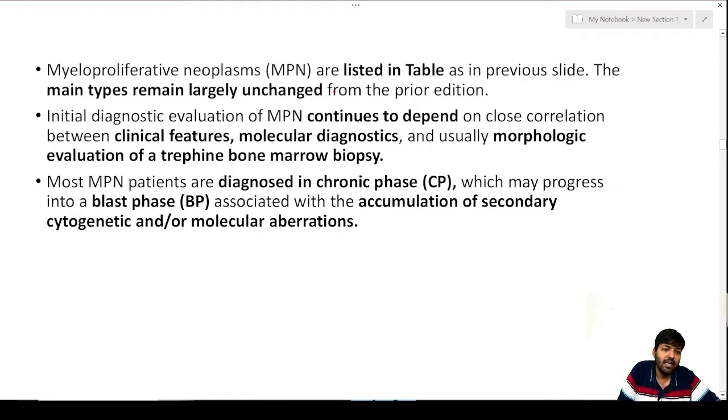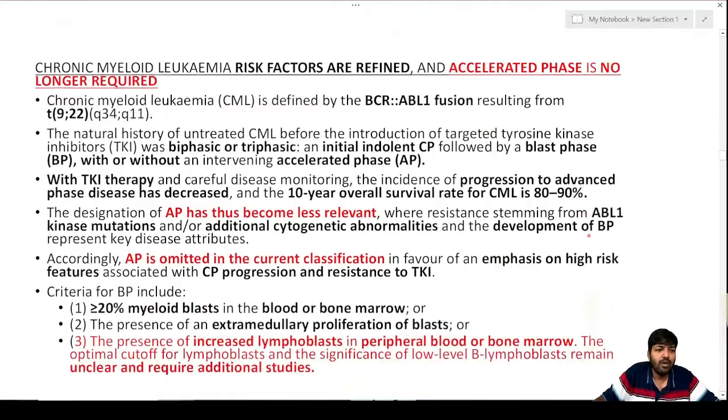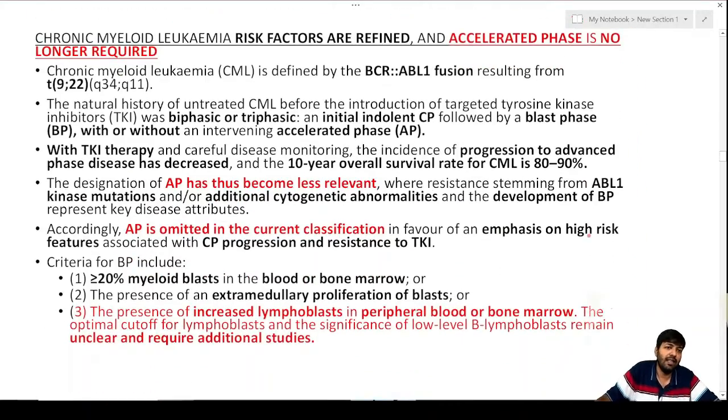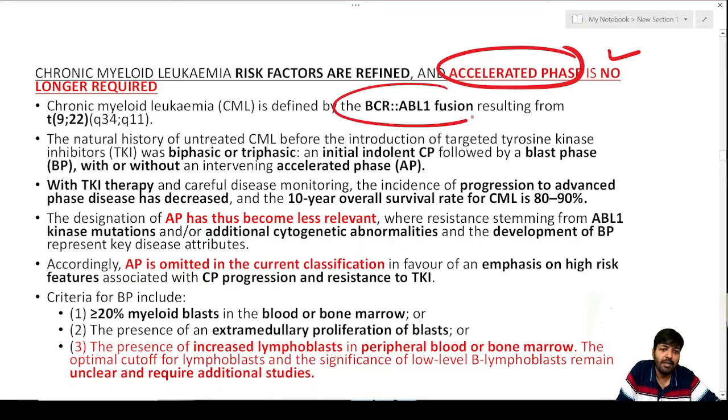As we have already discussed how we are identifying these entities, whatever points I have discussed are written over here. So the first entity is CML. The risk factors have been refined. Accelerated phase is no longer required over here. Very importantly, CML is defined by the presence of BCR-ABL1 fusion, which has already been there. Whatever I have highlighted in red are the new changes, whereas the rest are the same.